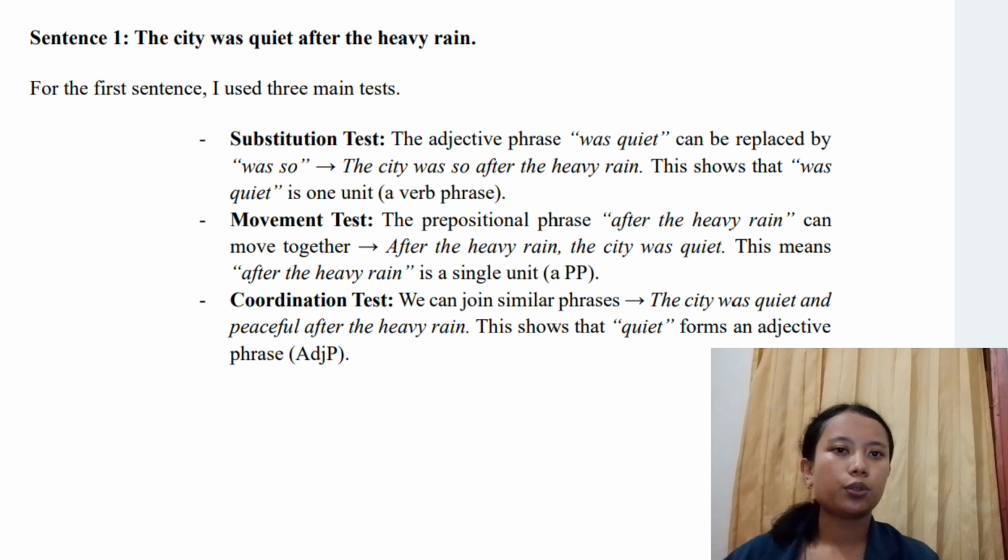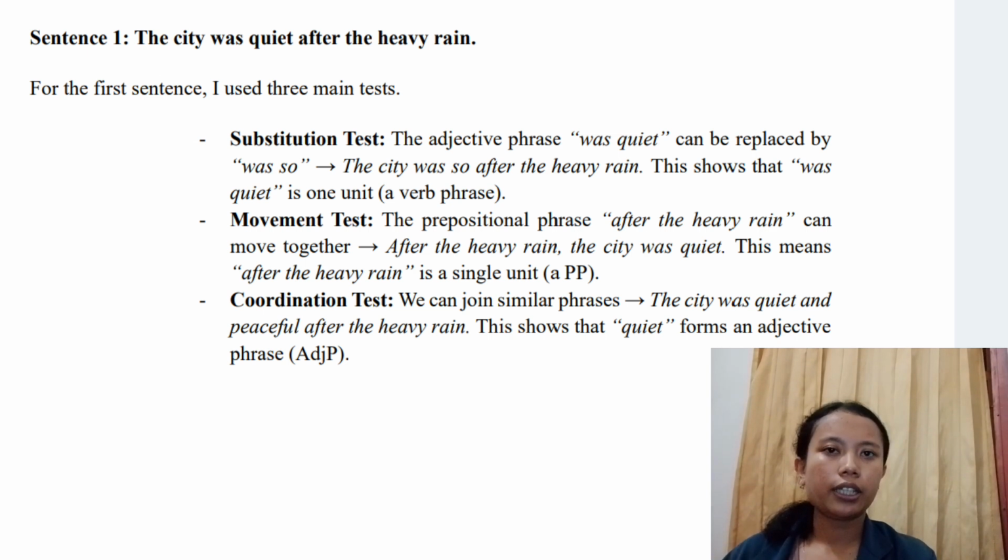Substitution test means to replace. So I replace part of a sentence with a shorter word to see if it still makes sense. If the sentence still sounds okay, it means that part is a single phrase. For example, the city was quiet after the heavy rain. I can replace was quiet with was so, like the city was so after the heavy rain. The meaning is still clear. So, was quiet is one phrase called a verb phrase.